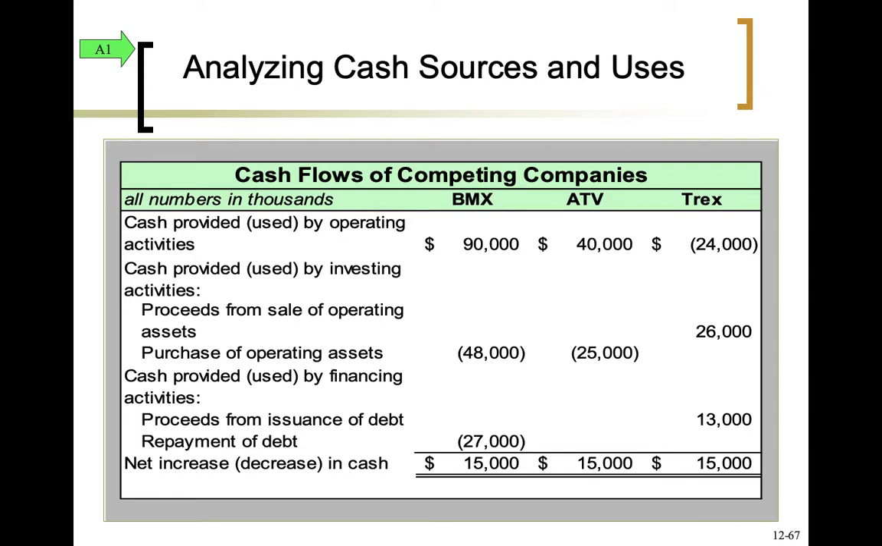if we're most concerned with how a company is performing, we're most concerned with operating cash flow. And you can see here that BMX and ATV both have positive operating cash flow, whereas Trex has a cash outflow. So look at how they're obtaining their cash. Trex is getting their cash from the sale of operating assets in the investing section. That's usually not good, and they're also getting it from issuance of debt. So again, just because cash went up by 15,000, it's very different for these three companies.